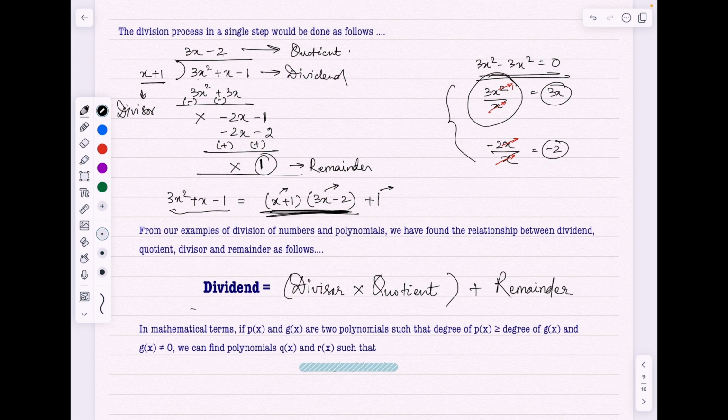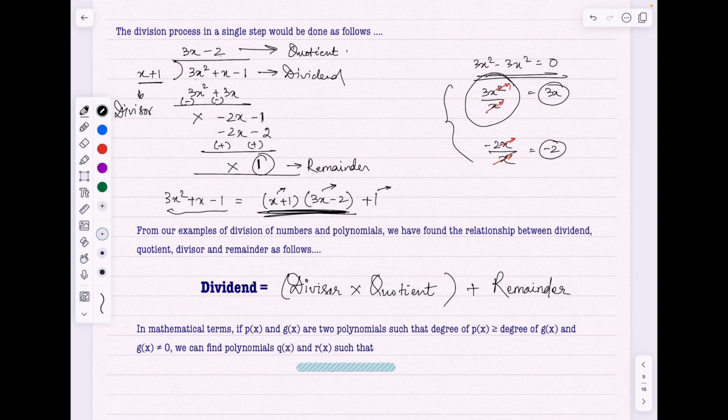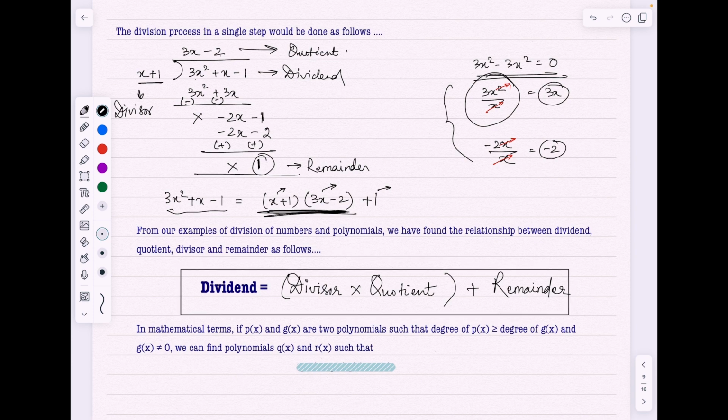You got it? What is this dividend? Dividend is nothing but divisor into quotient plus remainder is the dividend.